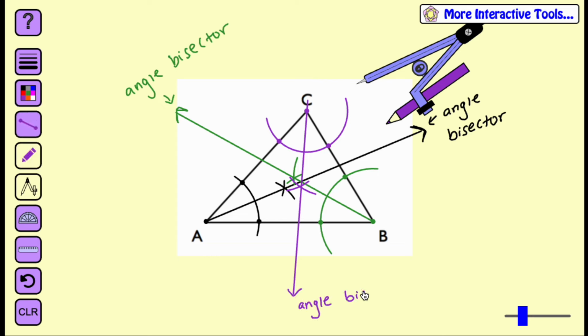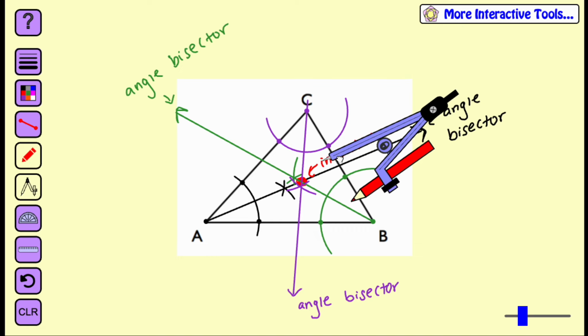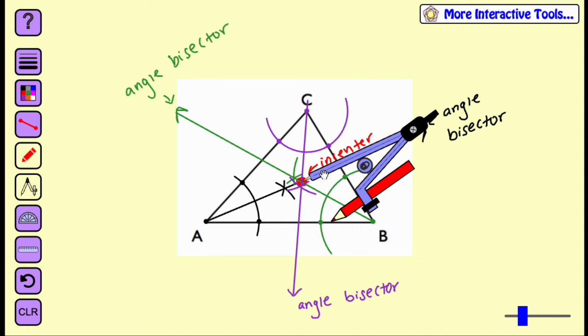Now, what we see is that all 3 of the bisectors that we've created are intersecting at one point. They are all intersecting right here. Now that point is called the incenter of our triangle. But now to construct the inscribed circle, we know that the incenter is going to be the center of that circle, right?